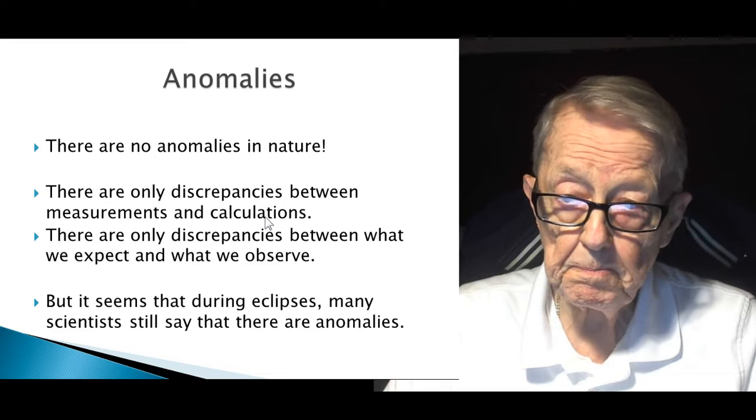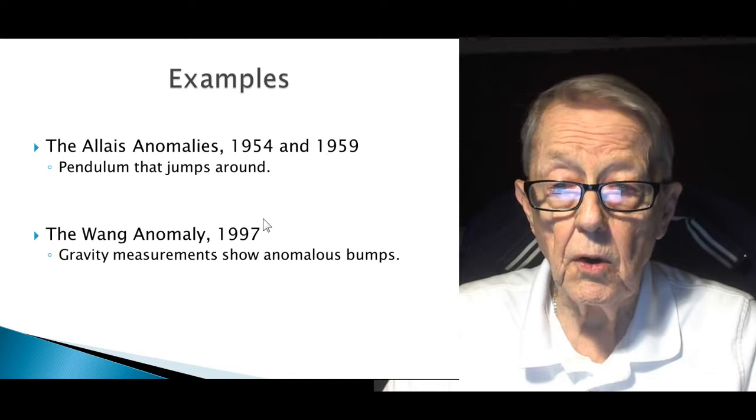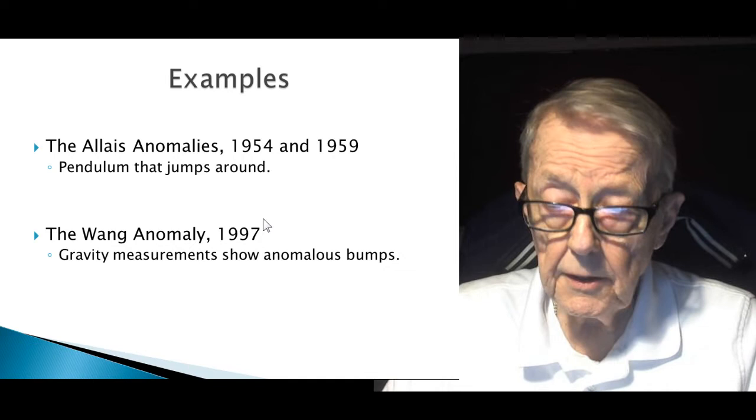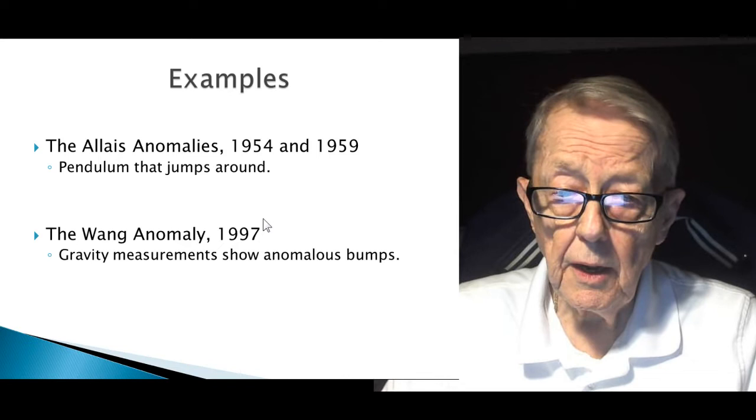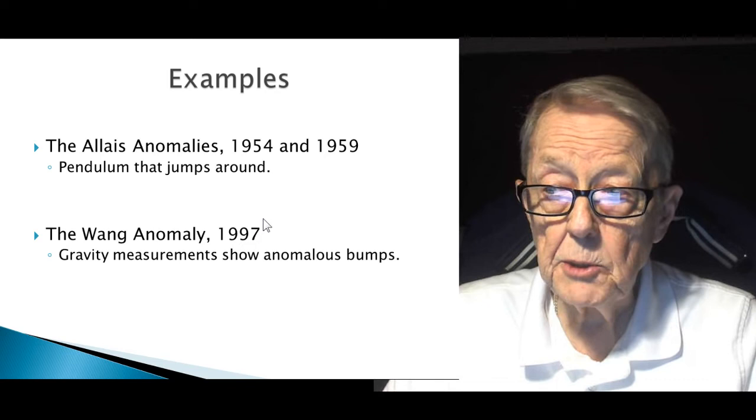These are actually three examples. The LA anomaly, which I'm going to talk about, happened in 1954 and in 1959. And LA used a pendulum, and that pendulum jumped around unexpectedly. That happened both in 54 and 59. In 1997, Wang and his group were in China, used a gravimeter to make measurements during an eclipse, and the measurements show anomalous bumps.